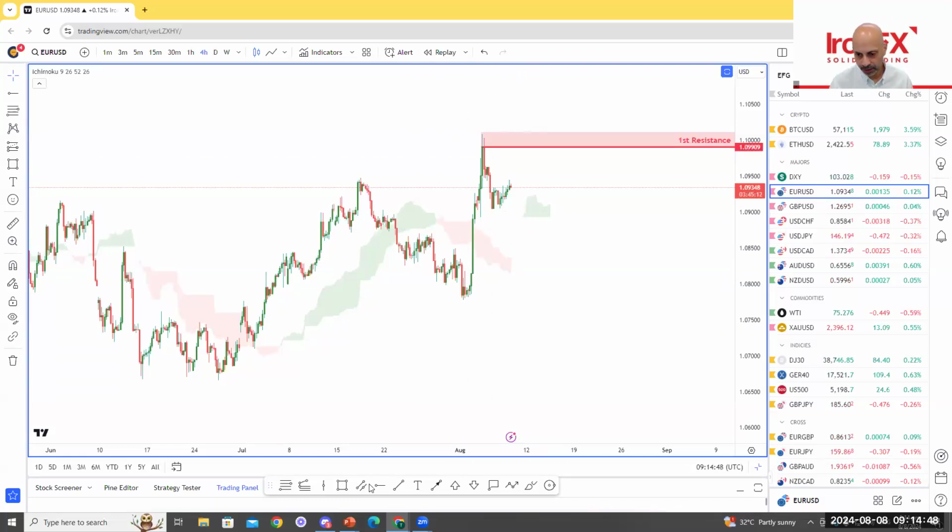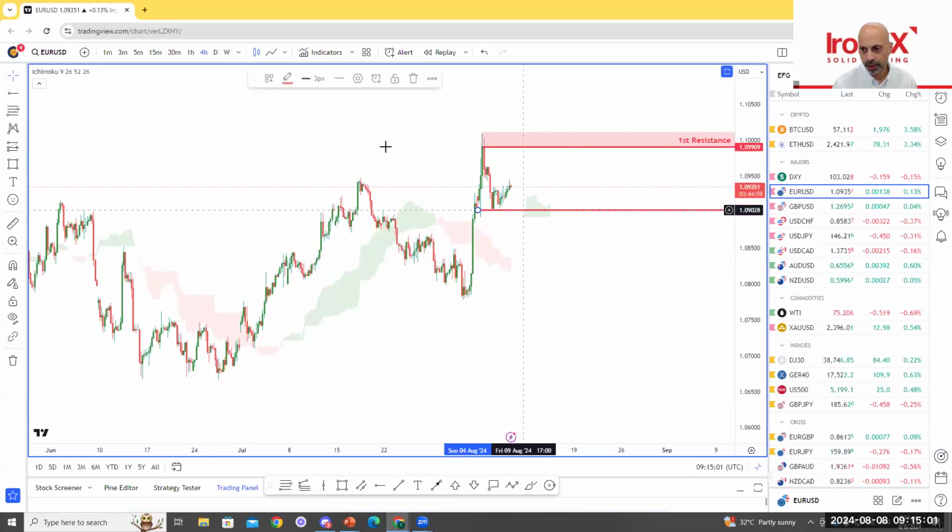Now on the support side, I see a pretty decent pullback support level here that took place on the 4th of August, Sunday and Monday, and until Tuesday as well. 1.0902 is a pretty decent pullback support level here.